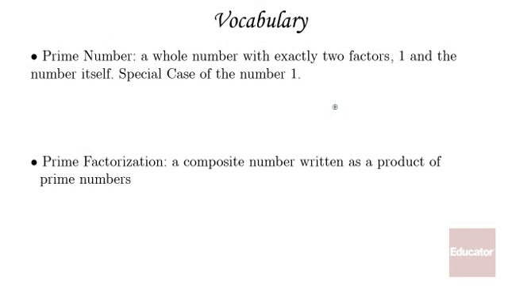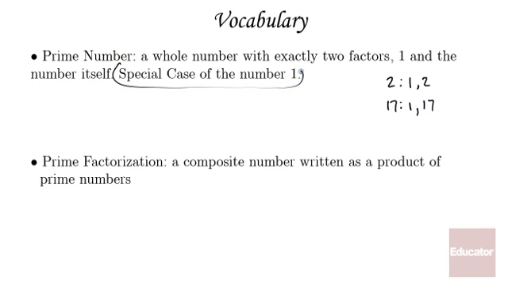A prime number is a whole number with exactly 2 factors, 1 and the number itself. For example, 2 is a prime number. The only factors of 2 are 1 and itself. Or 17 is a prime number. The only factors of 17 are 1 and itself.